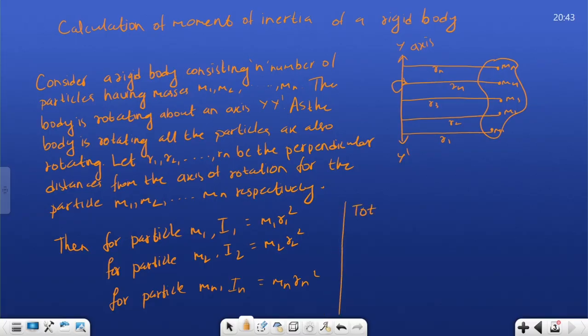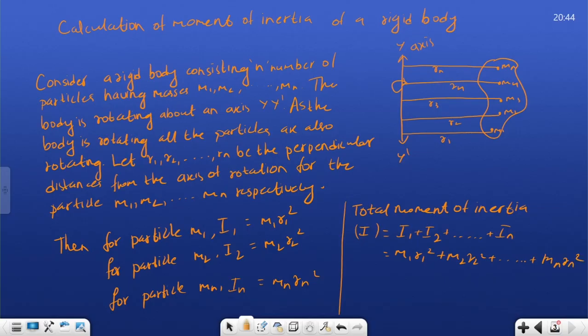Now, total moment of inertia I is equal to I1 plus I2 plus up to In, which is m1 r1 square plus m2 r2 square plus mn rn squared. So for this we can write this as summation i equals 1 to n of mi ri squared. So this is how we calculate the moment of inertia of a rigid body.